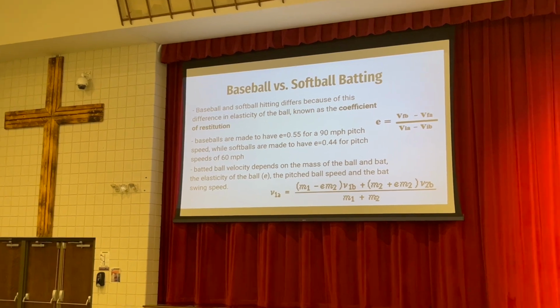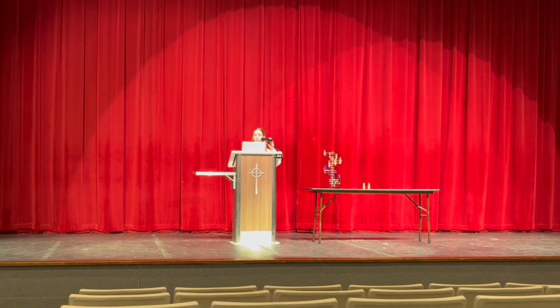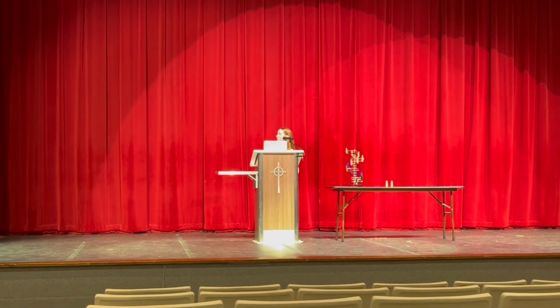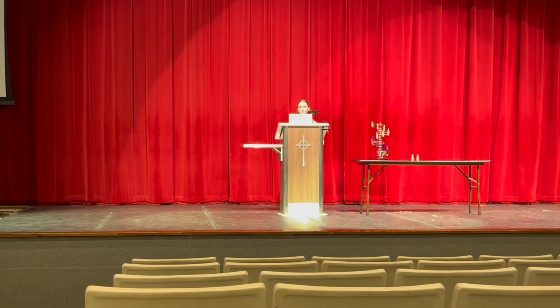And then we can see that the batted ball velocity depends on the mass of the ball and the bat, the elasticity of the ball, and the pitch ball speed and the bat swing speed, which is all seen in the bottom equation there, which is adding together the E equation and then the conservation of momentum equation.